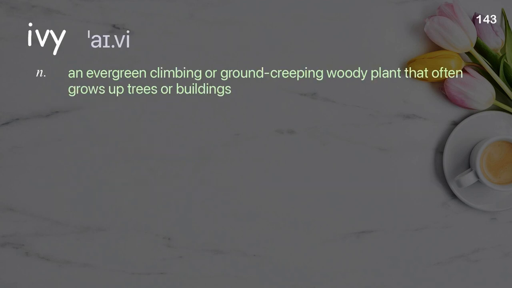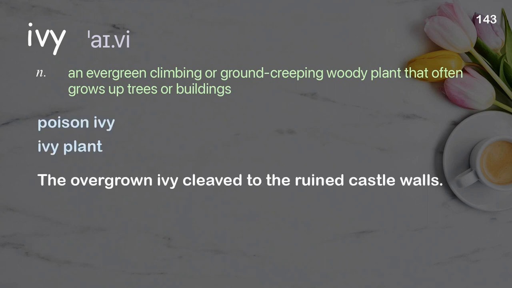Ivy. An evergreen climbing or ground creeping woody plant that often grows up trees or buildings. Examples: poison ivy. Ivy plant. The overgrown ivy cleaved to the ruined castle walls.